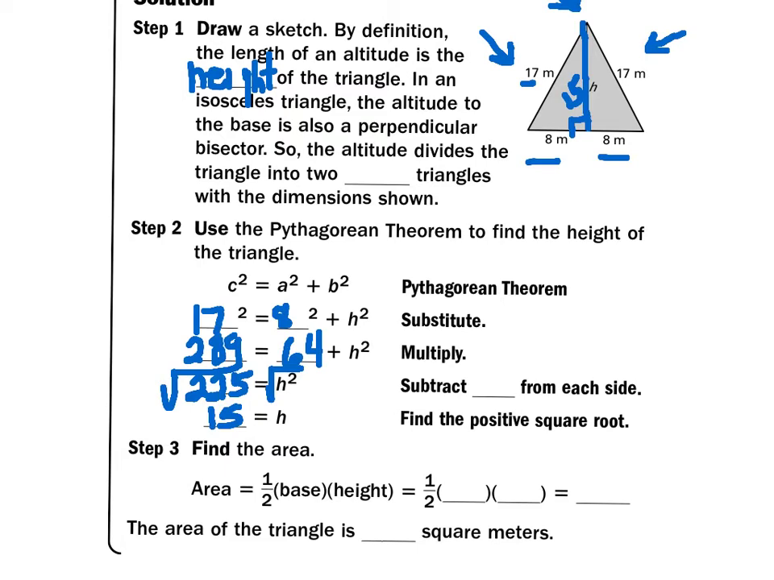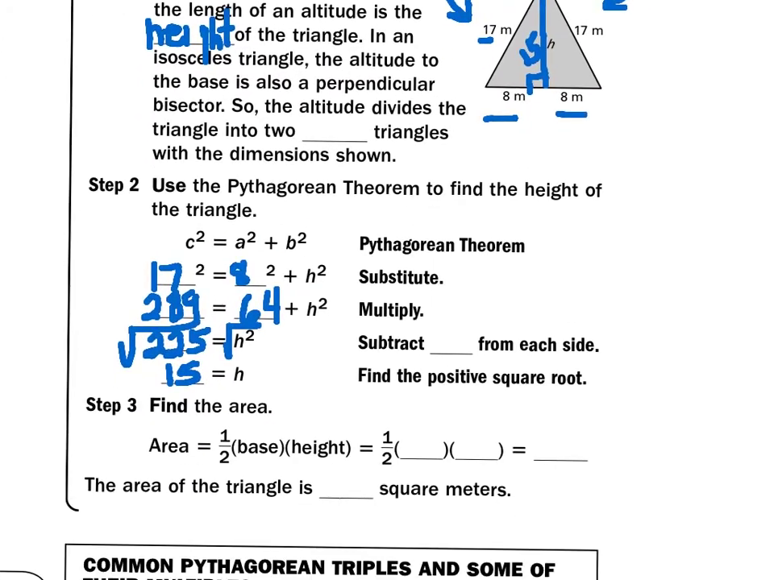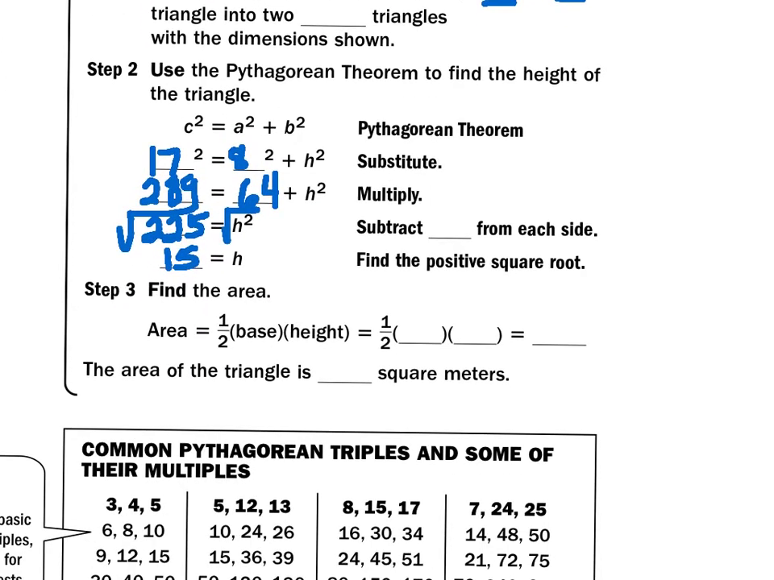Now, is that what I want to know? No. That just tells me the height of the triangle. What did the problem tell us to do? Well, let's go back and read it again. It says, find the area. So I need to put it in the area formula.